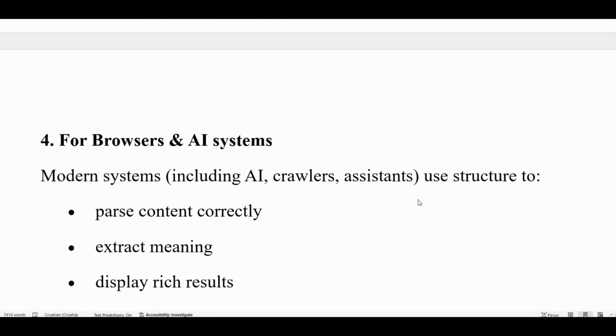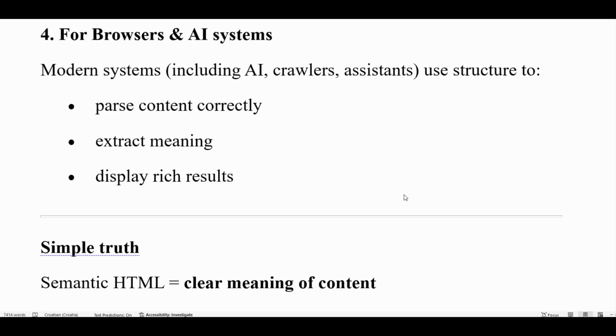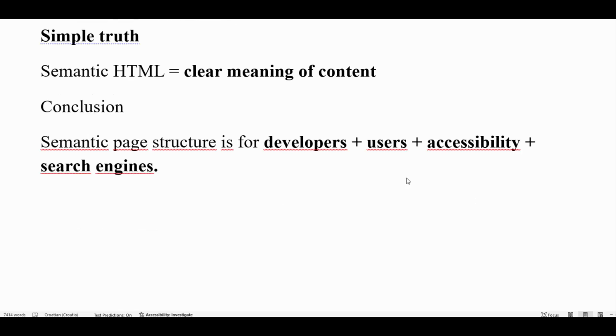For browsers and AI systems, modern systems, including AI crawlers and assistants, use structure to parse content correctly, extract meaning, and display rich results. Simple truth: semantic HTML equals clear meaning of content. Conclusion: semantic page structure is for developers, users, accessibility, and search engines.